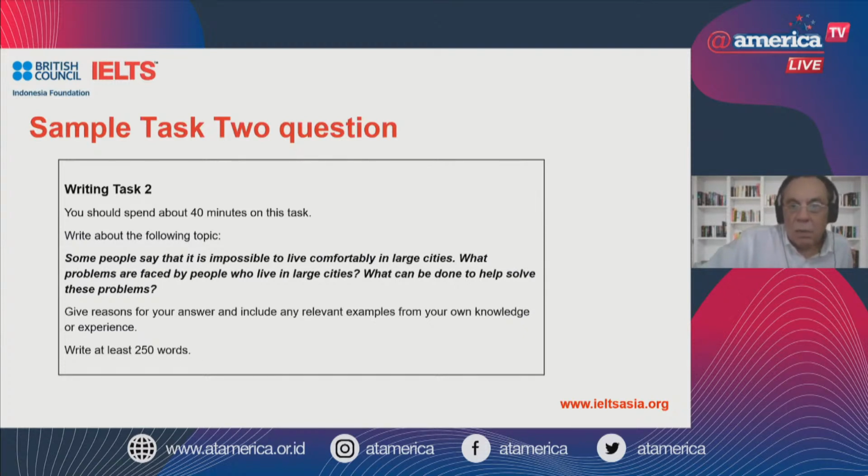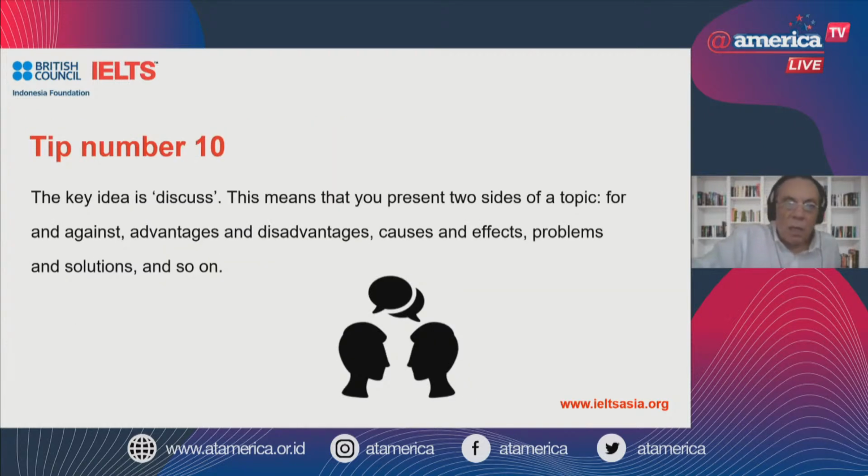There's another example there. Some people say it's impossible to live comfortably in large cities. Okay, let's do a countdown on this. We'll start with 10 tips. We'll go from number 10 to number 1. All right, so the first one, the key idea is discuss. This means that you present 2 sides of the topic, and they might be for and against, or advantages or disadvantages, causes and effects, problems and solutions.